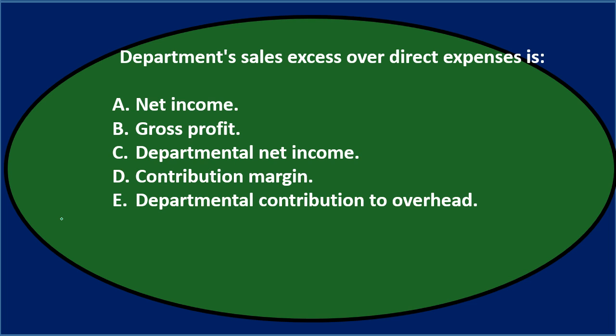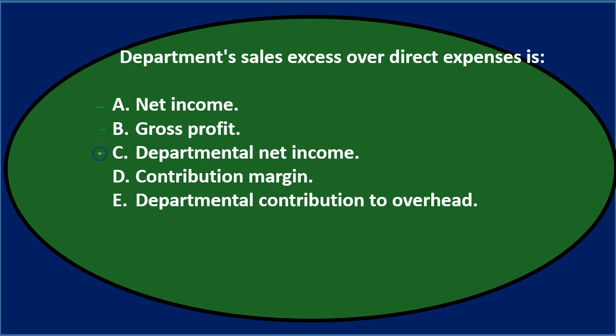Next question. Department's sales excess over direct expenses is A, net income, B, gross profit, C, departmental net income, D, contribution margin, or E, departmental contribution to overhead. Let's go through this again using the process of elimination. Department's sales excess over direct expenses is net income. Sounds kind of reasonable, but it sounds a little bit different because we're talking about department and over direct expenses. Gross profit, again, sounds kind of reasonable, but it sounds a little bit odd with this context as we look at a department. C says the departmental net income.